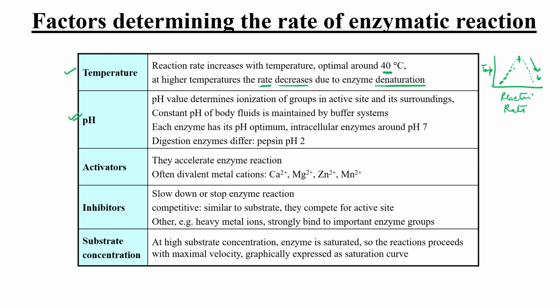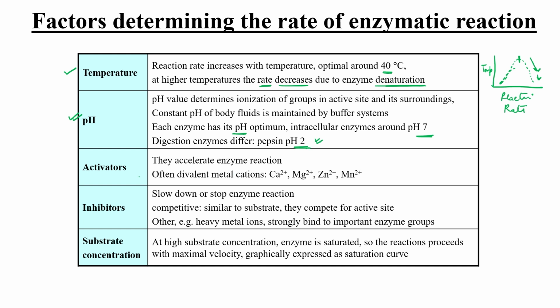Similarly, pH value determines the ionization of groups in the active site and its surroundings. The constant pH of body fluid is maintained by a buffer system. Each enzyme has its own pH. Intracellular enzyme pH is around 7. Digestive system pH is around 2, because in our stomach HCl is secreted, so there is a highly acidic environment. Only those enzymes that can tolerate pH 2, like pepsin, can work efficiently in that environment.